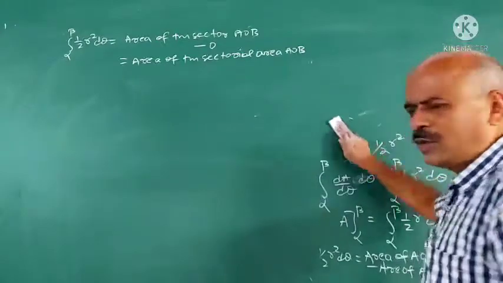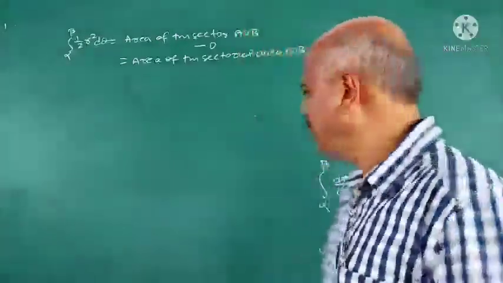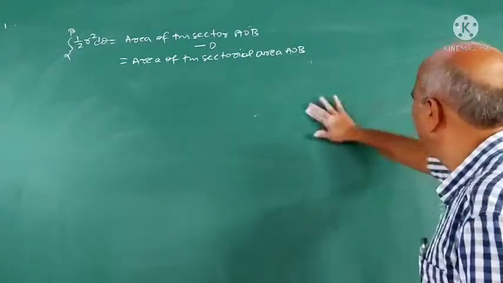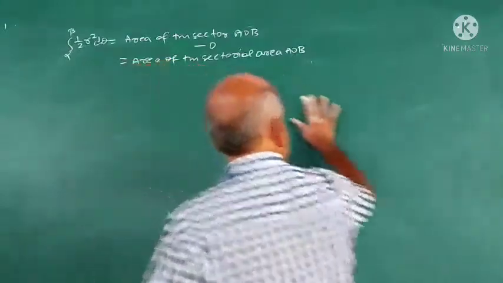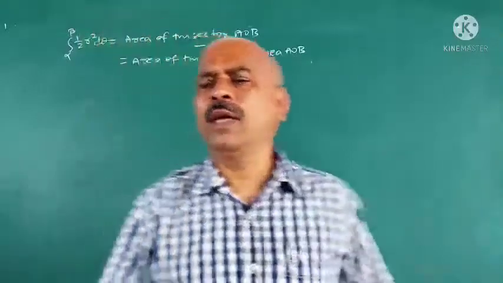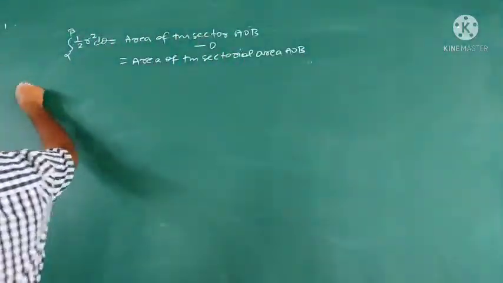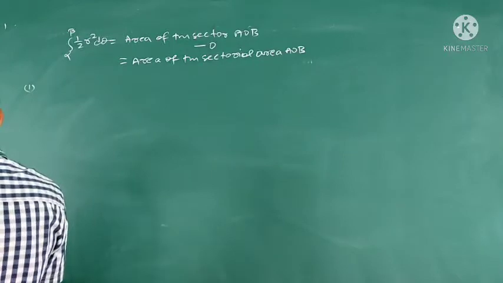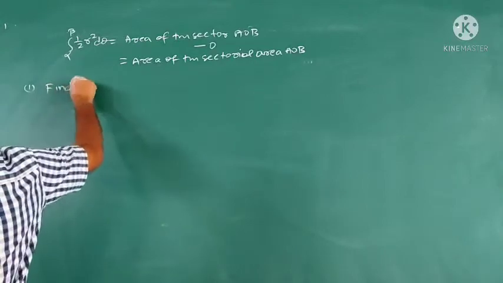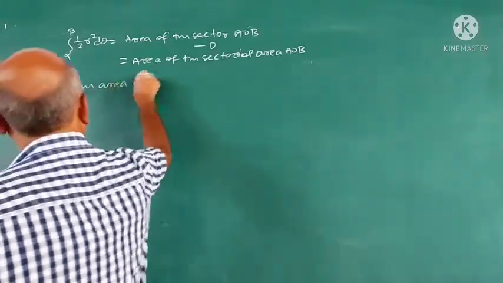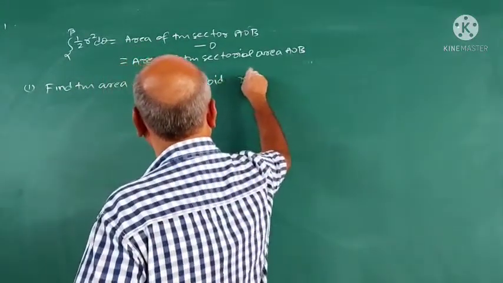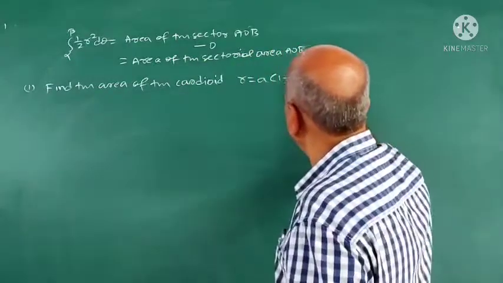Now I consider some problems on these polar curves. Problem is cardioids. You should know all the four cardioids. I will explain how to remember the shape of the cardioids. That is simple. There are four types of cardioids. First one, first problem: find the area of the cardioid r is equal to a into 1 plus cos theta.